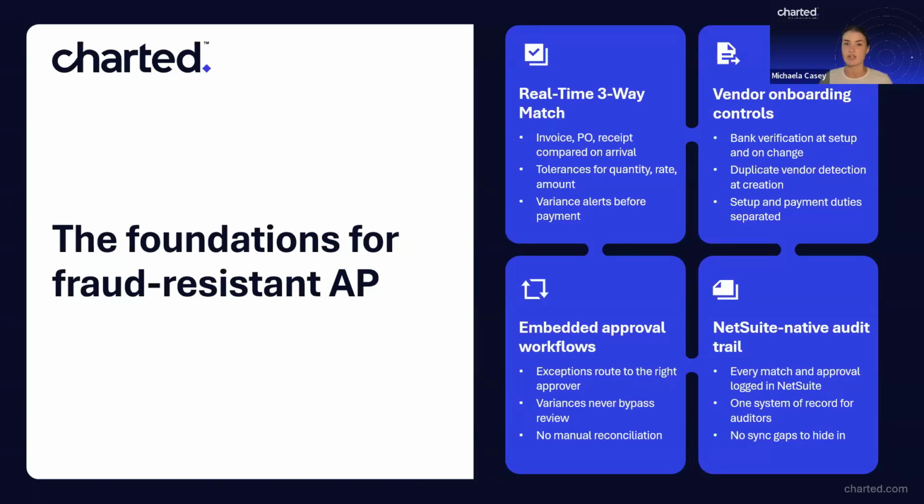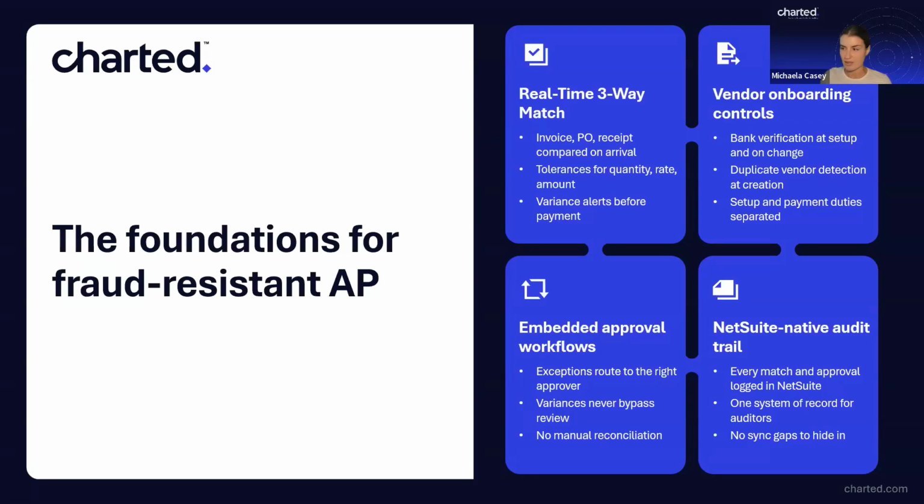So secondly, here we have the vendor onboarding controls. So that is the bank verification at setup and on every change. We have that duplicate vendor detection and a separation between who sets the vendor up and who pays them. That helps to streamline that process as well. Third option here, we have that embedded approval workflows. So those exceptions will route automatically, exceptions being when that variance is detected. That will route automatically to the right approver, and those variances will never bypass human review. So the system will handle that routine, and then humans will come in and handle the judgment aspect of it.